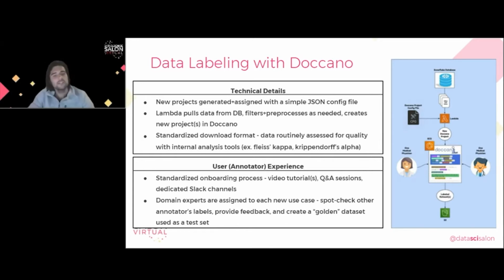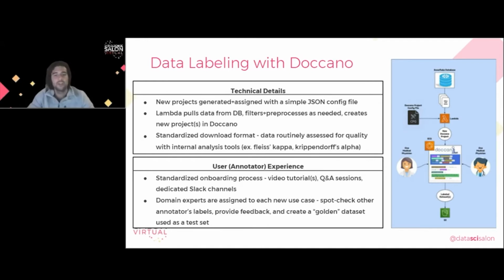The annotators are then able to authenticate onto the platform, which runs on AWS ECS, and start labeling the data. The data is stored on S3 and is routinely analyzed for quality. Think of things like Fleiss' kappa, Krippendorff's alpha, label and annotator correlations, things along those lines. We also have a standardized onboarding process with video tutorials, Q&A sessions, and dedicated Slack channels. And at least one domain expert is assigned to each new use case.